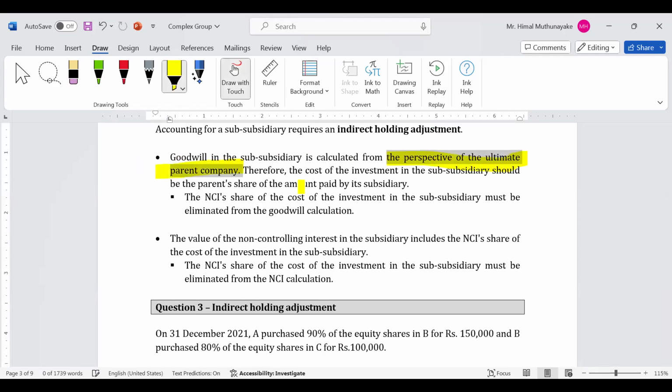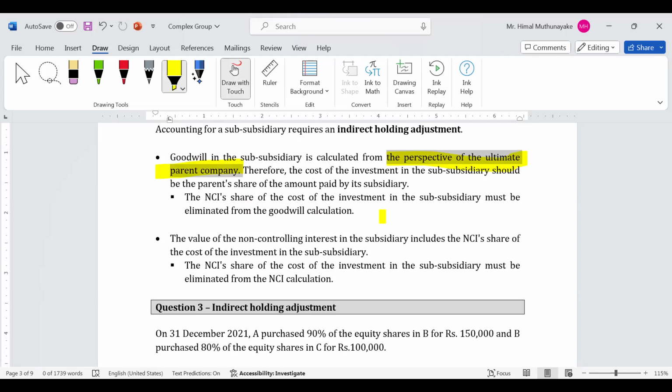Therefore, the cost of the investment in subsidiary should be the parent's share of the amount paid in the subsidiary. That means you need to calculate the parent amount which is paid by the subsidiary. Out of that 50 million, only 40 million is actually paid by the parent. The NCI share of the cost of the investment in the subsidiary must be eliminated from the goodwill calculation.